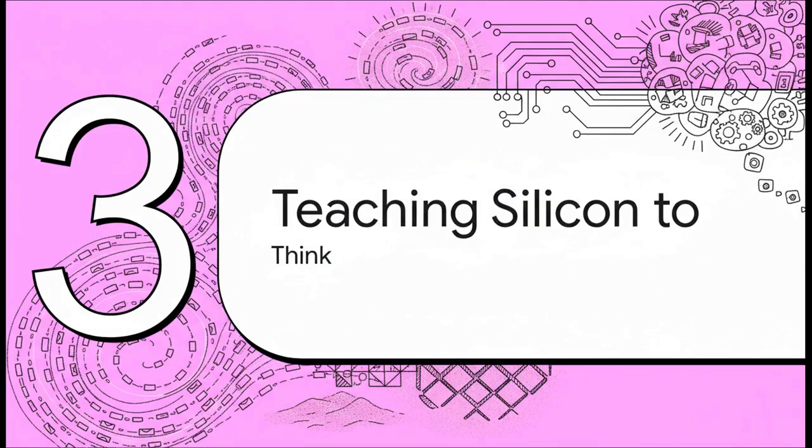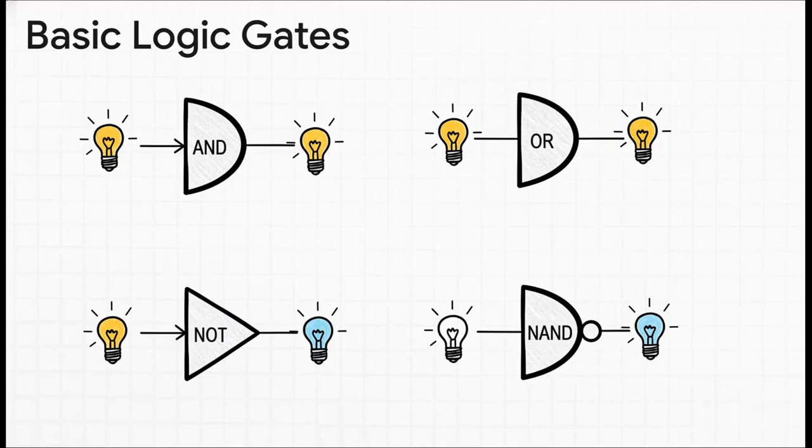All right, so we have billions of switches. That's great. But how do we get them to actually do anything useful? How do you go from a simple on-off switch to something that kind of resembles a thought? The answer is by combining these transistors into little teams called logic gates. These are the simplest decision makers you can imagine. For example, an AND gate, which is just a few transistors wired together, will only turn on if both of its inputs are also on. By arranging transistors in these clever little patterns, we create the basic rules of logic.